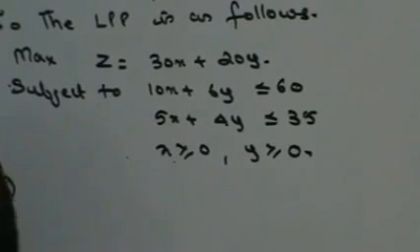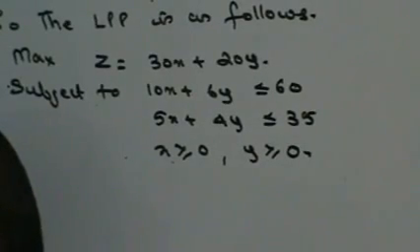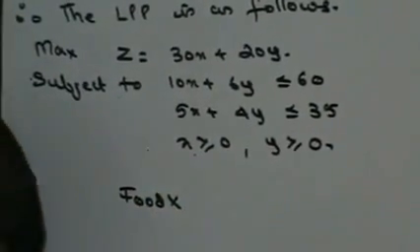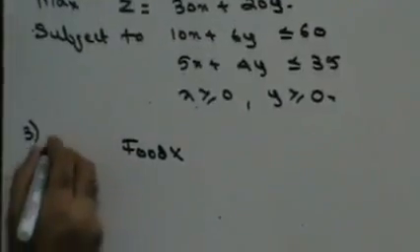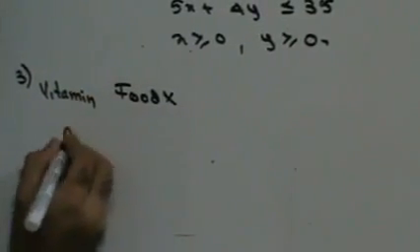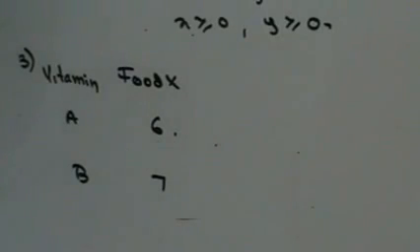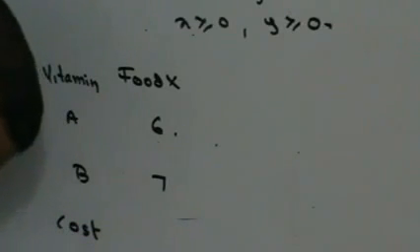Food X contains 6 units of vitamin A and 7 units of vitamin B and costs 12 paisa.